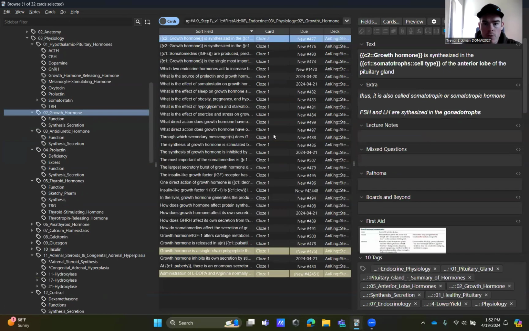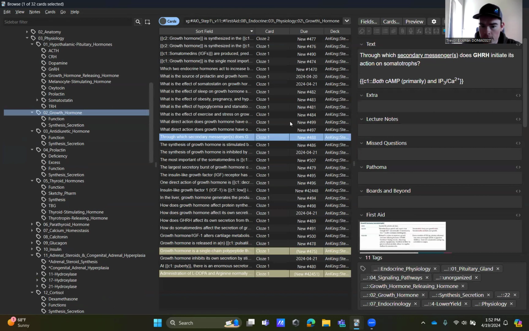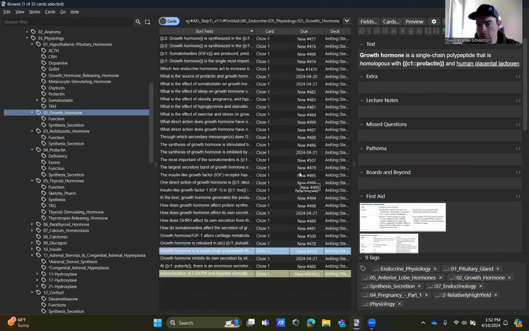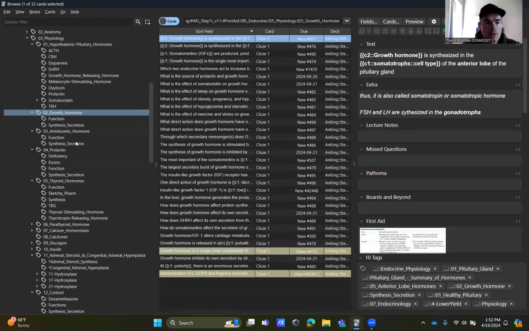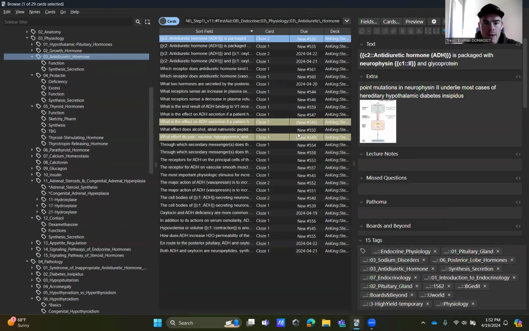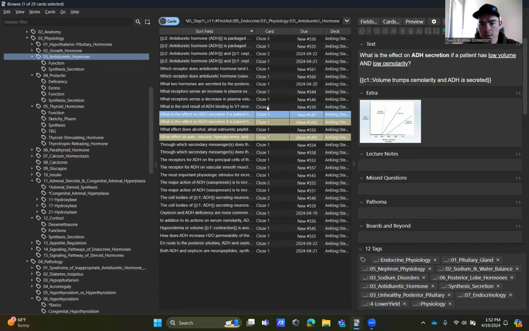Then we're going to go into growth hormone. And growth hormone, you want to have all of them activated except for the last one, and then the fourth coming up from the bottom. So if yours is organized the same as mine, that's how it should look. I'm just going to start minimizing these, and then we're going to go to ADH, or vasopressin.